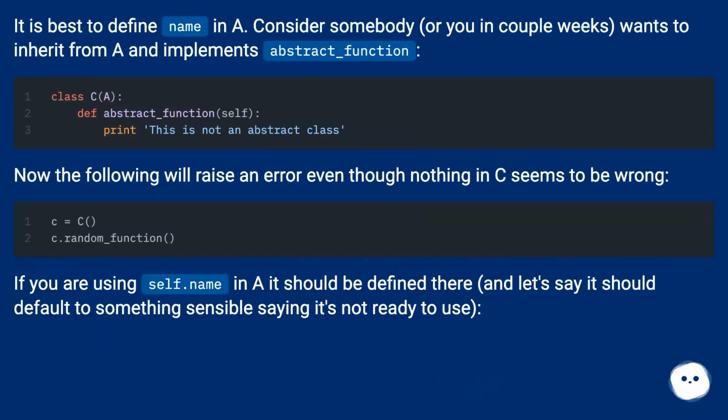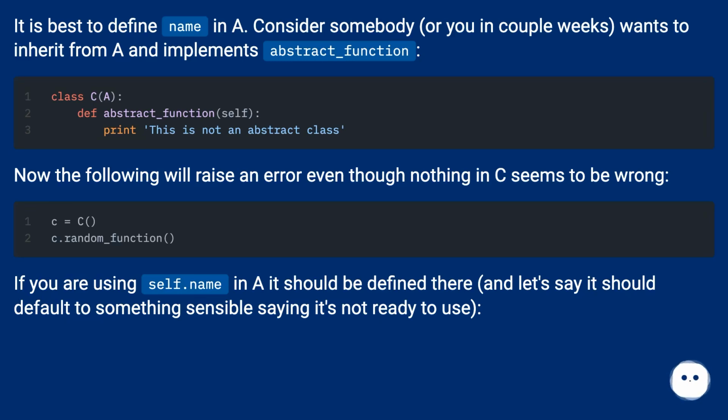It is best to define name in A. Consider somebody, or you in a couple of weeks, wants to inherit from A and implements abstract_function. Now the following will raise an error, even though nothing in C seems to be wrong.